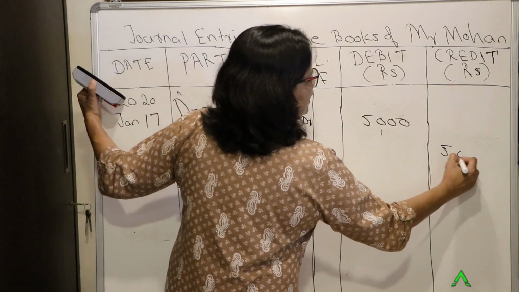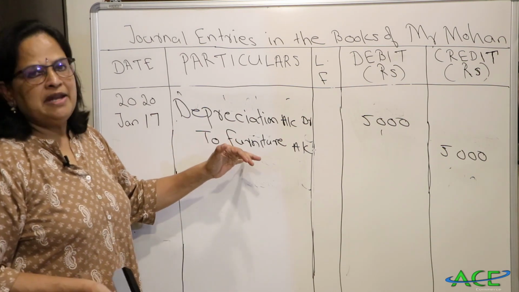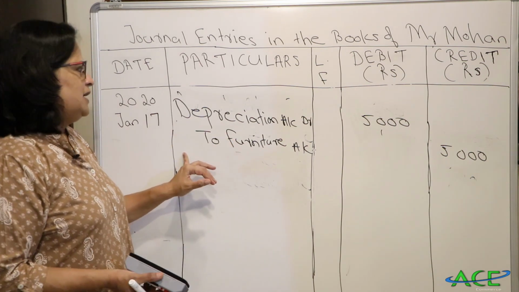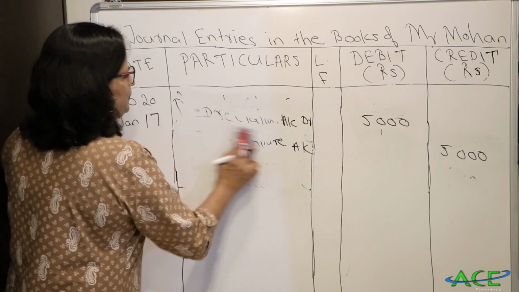So this can be any item. This is furniture. Now it can be vehicle, it can be plant, it can be land and machinery, anything. So you will write the narration: being depreciation charged to furniture. Next transaction.